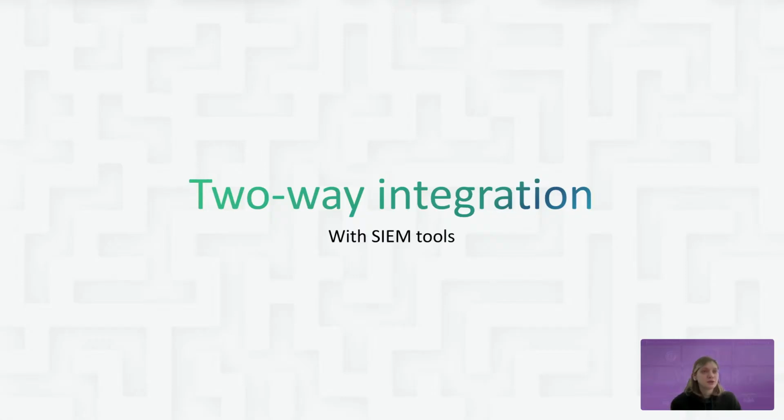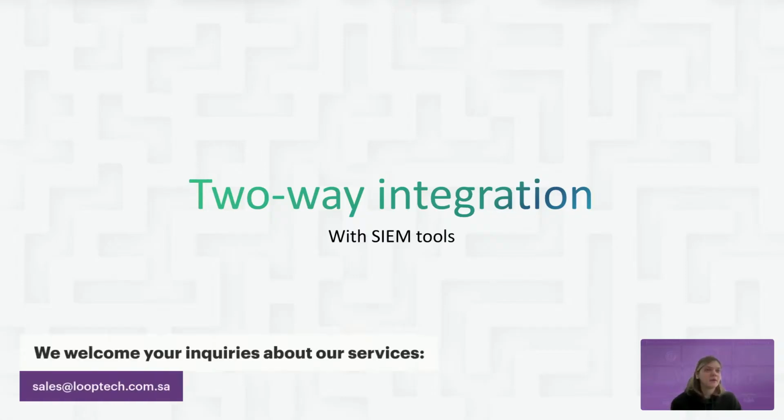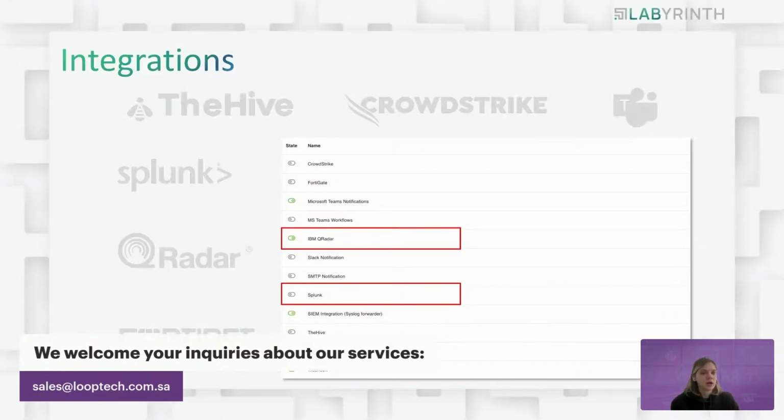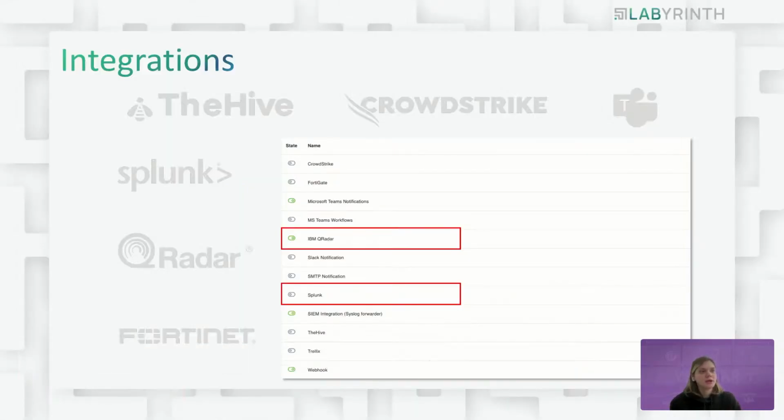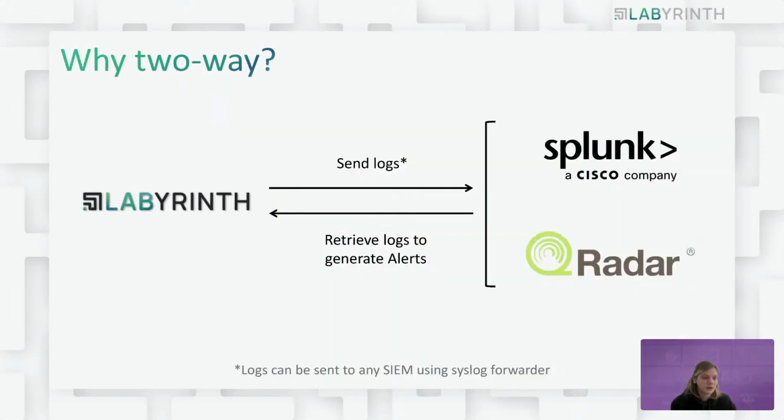The last case for today is two-way integration with SIEM. This is exactly the second advantage of using CIDR agents. So how does it work? Those two-way integrations are currently present for IBM QRadar and Splunk. We are also working on expanding this list, and we are open to discussion with our partners, with our clients, and so on. So it's free of charge. Anyway, you can send logs to any SIEM of your choice, even without this two-way integration. Currently, it is present only for Splunk and QRadar. So what does it mean? Why is it called two-way?